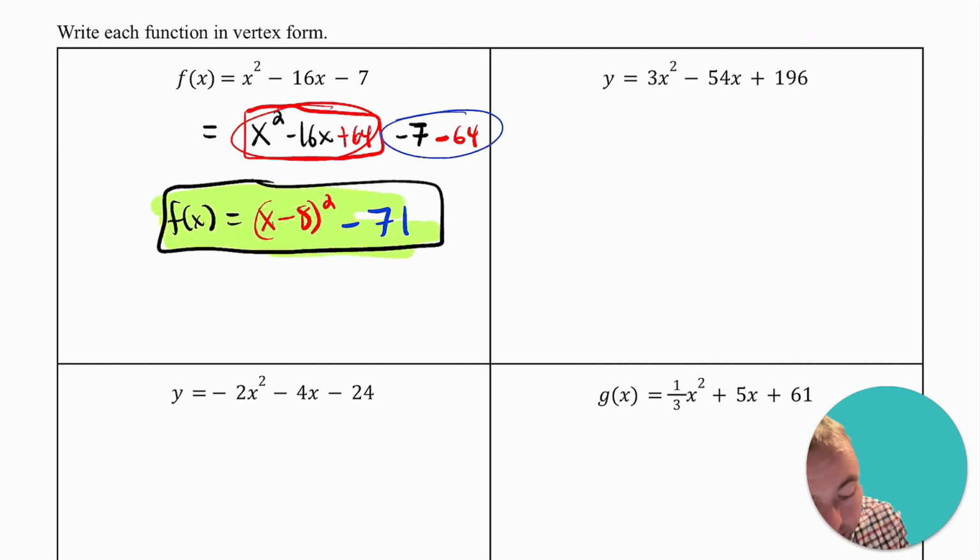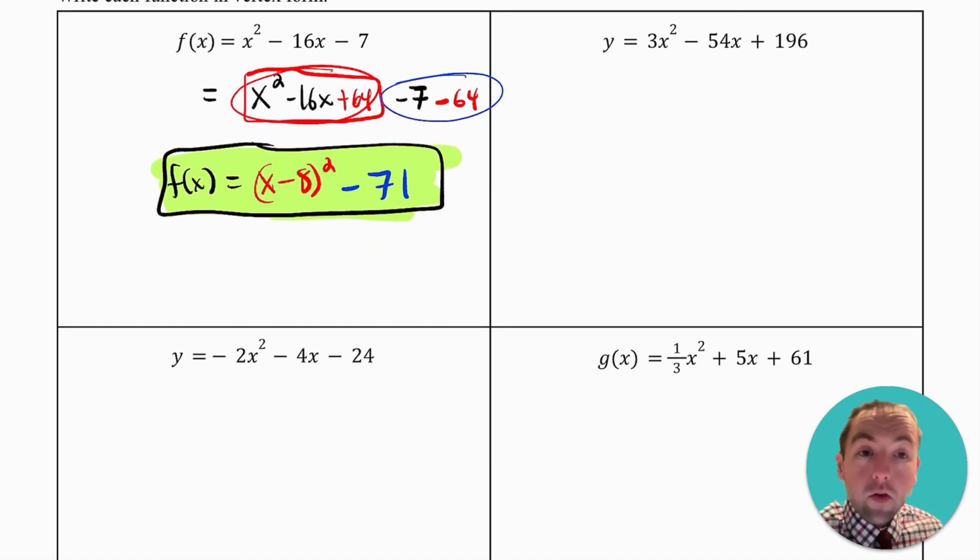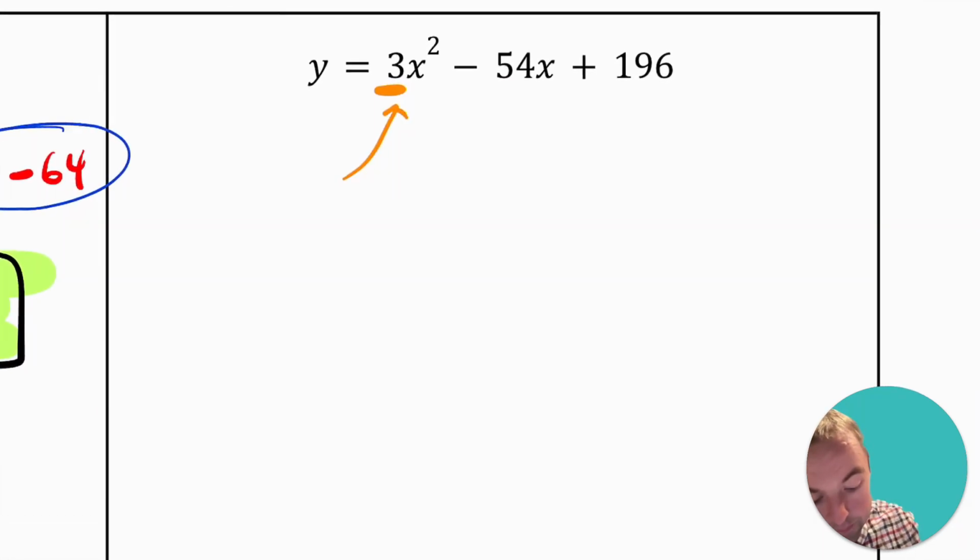All right, with the last remaining 3 examples, the big thing to notice as we move into trying to get these into vertex form is that the a values are not 1s, and I have different types of numbers. We'll start with something that's just a positive whole number, the 3 right there. Then we'll see what happens when we've got a negative a number. And then finally, a fraction as an example. Okay, so starting with this fella right here.